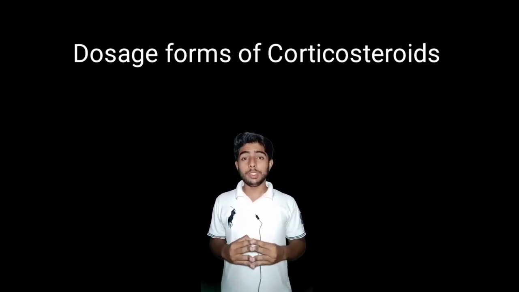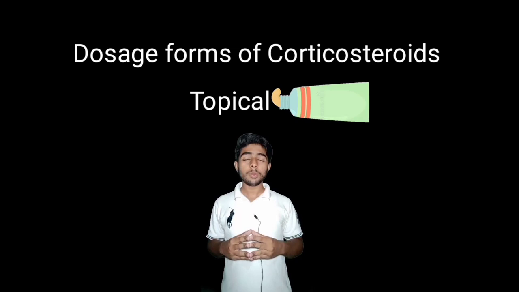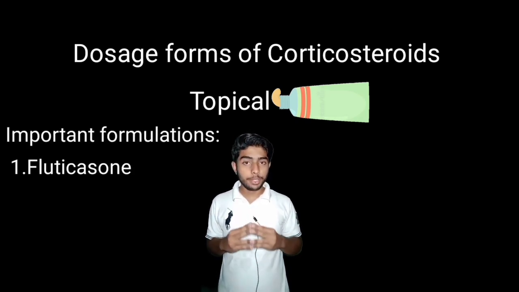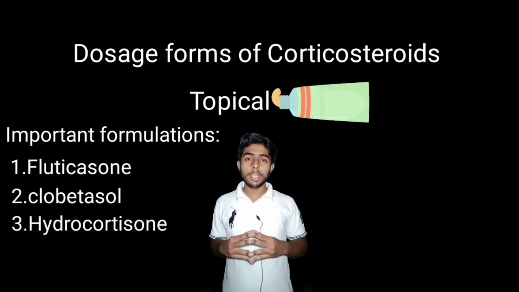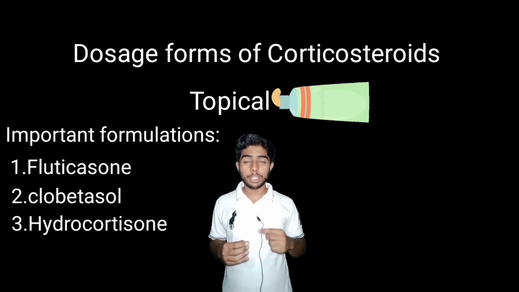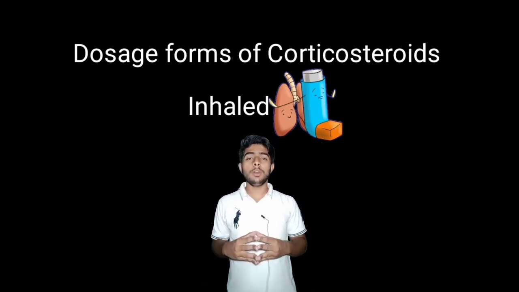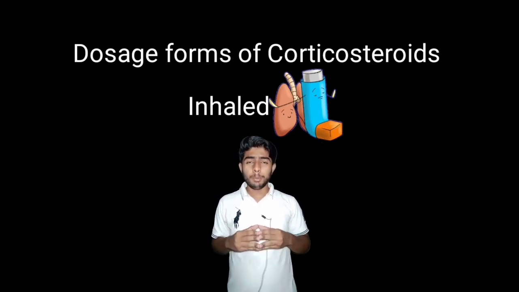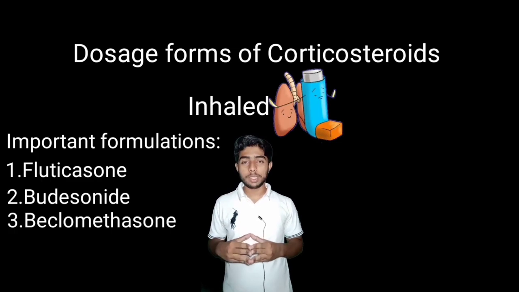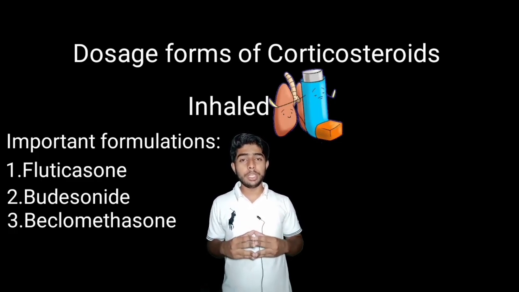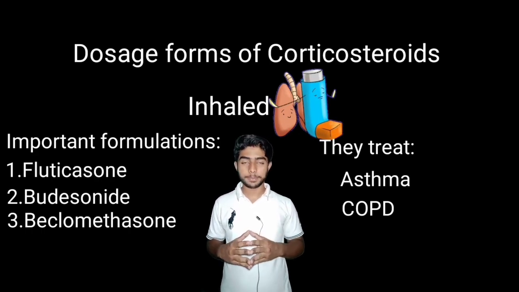The next important dosage form of corticosteroidal drugs is topical. Topical corticosteroidal drugs include fluticasone, clobetasol, and hydrocortisone. These are the three main important corticosteroidal drugs which are used topically. Inhaled corticosteroids are the fourth dosage form. The most important inhaled corticosteroids include fluticasone, budesonide, and beclomethasone, and these are usually prescribed for asthma and chronic obstructive pulmonary disease (COPD).